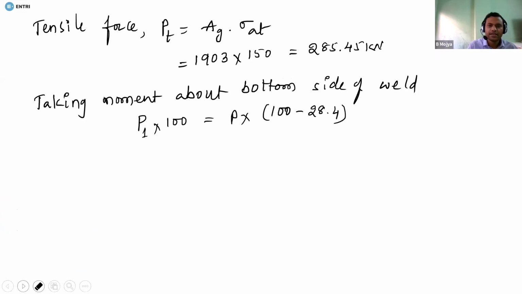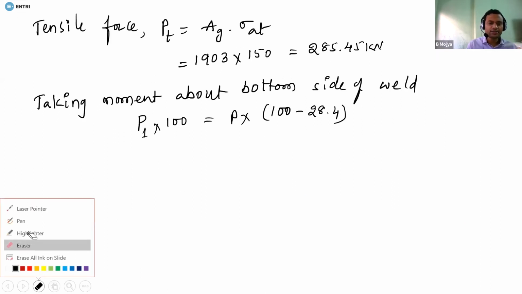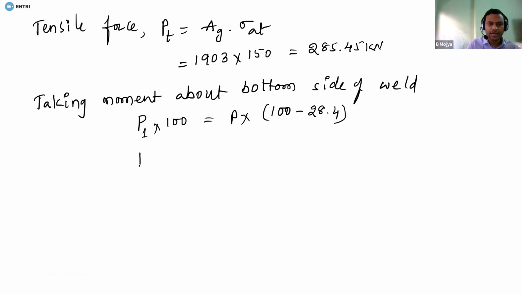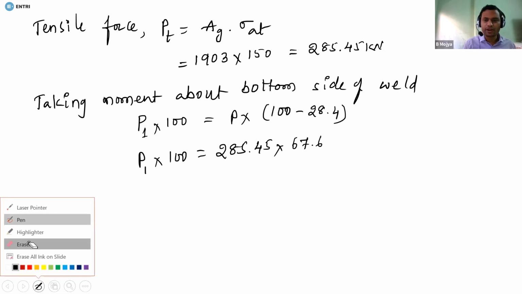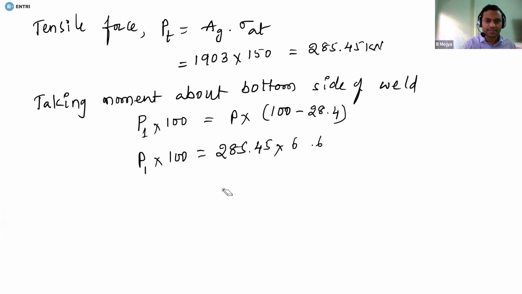So you can substitute the values, as P1 is not known and P is known to you, that is 285.45 into 100 minus 28.4. So I guess it is 67.6. No, sorry, it is 71.6.